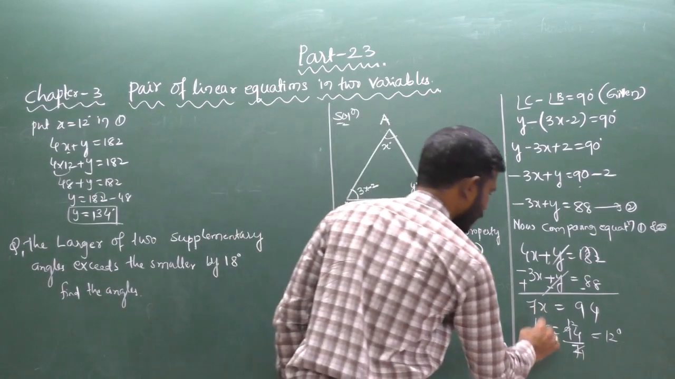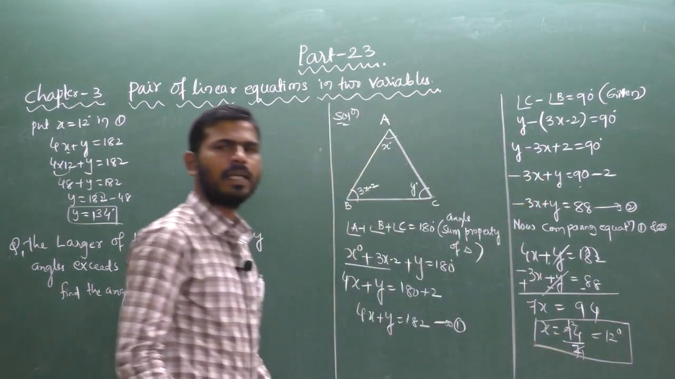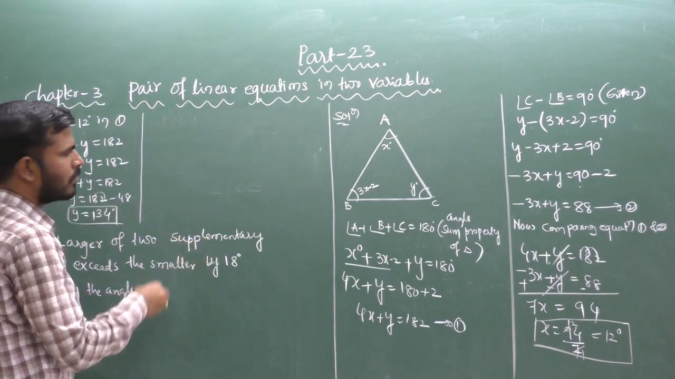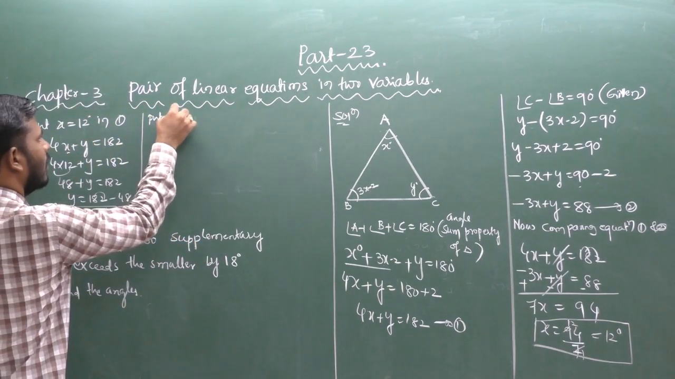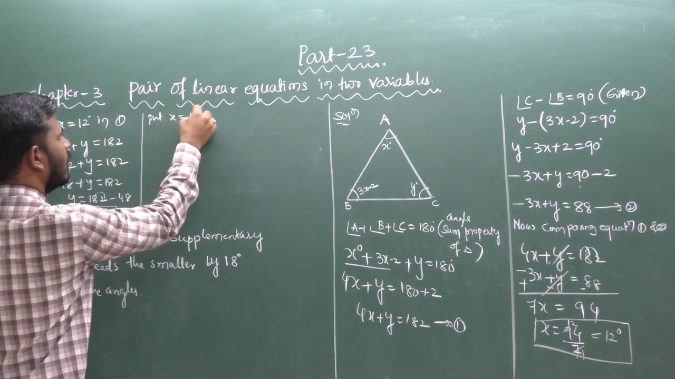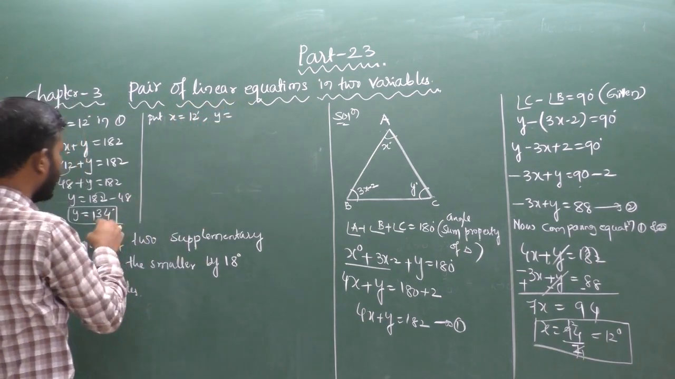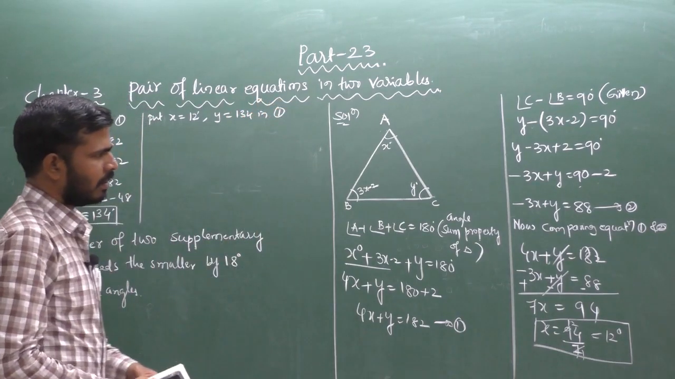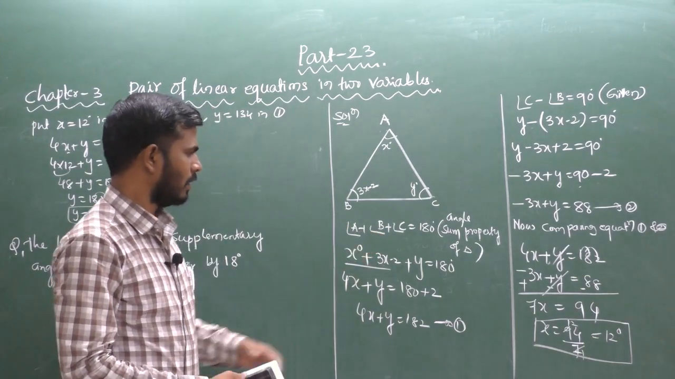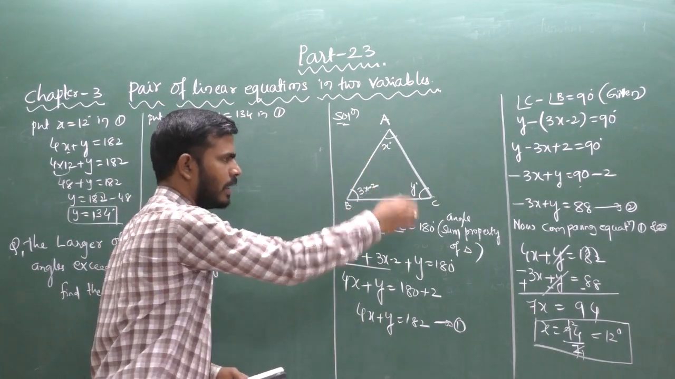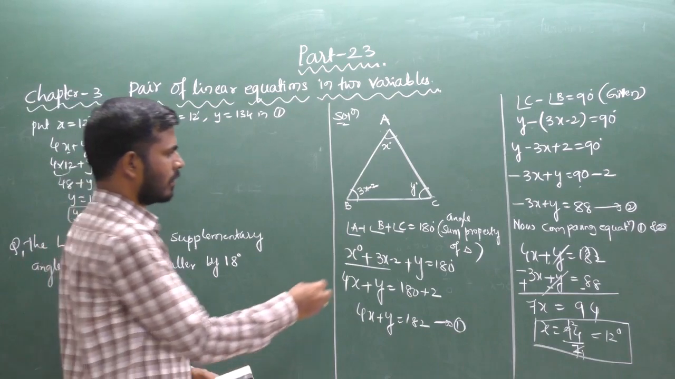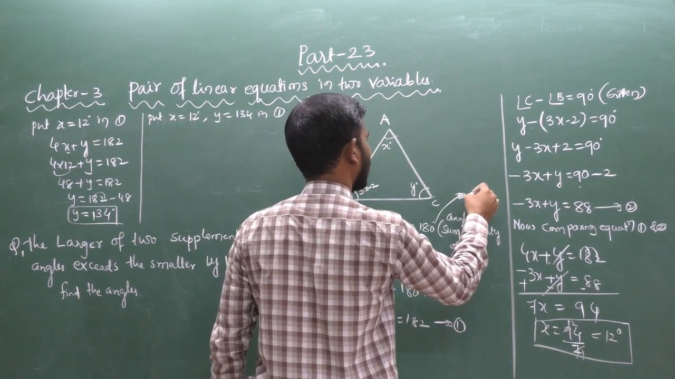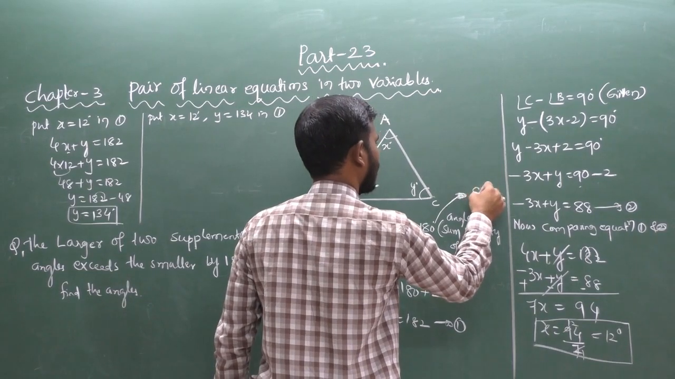Angle x equal to 12 degree. Next you require the angle z. So for angle z you have to substitute. Put x equal to 12 degree, y equal to 134 degree in equation number, or you can write here this one, 3x minus 2, that is y. So you can write this one equation number.